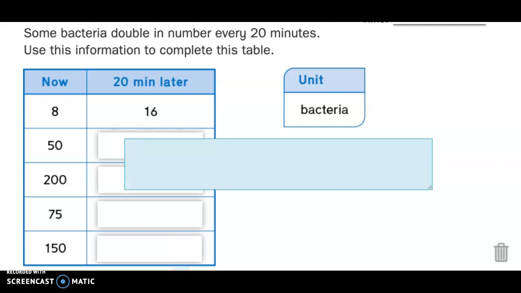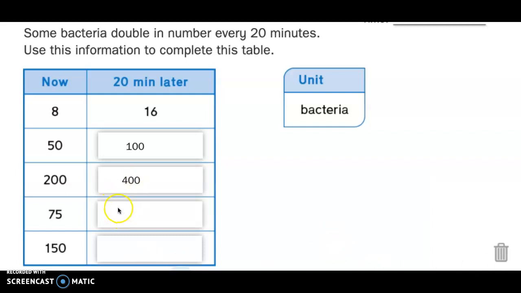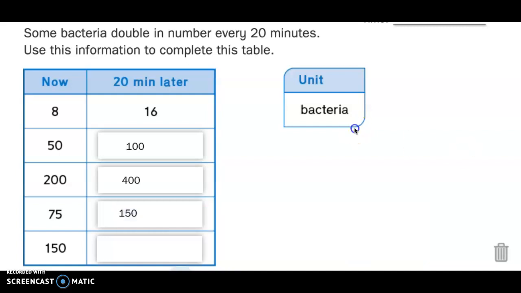Okay, so if you are back, you have these filled in. 50 doubled is 100, right? Half of 100 is 50. Well, 2 plus 2 is 4, so 200 plus 200 must be 400. 75 plus 75, 150. Oh, and then look, 150, it's 20 minutes later.